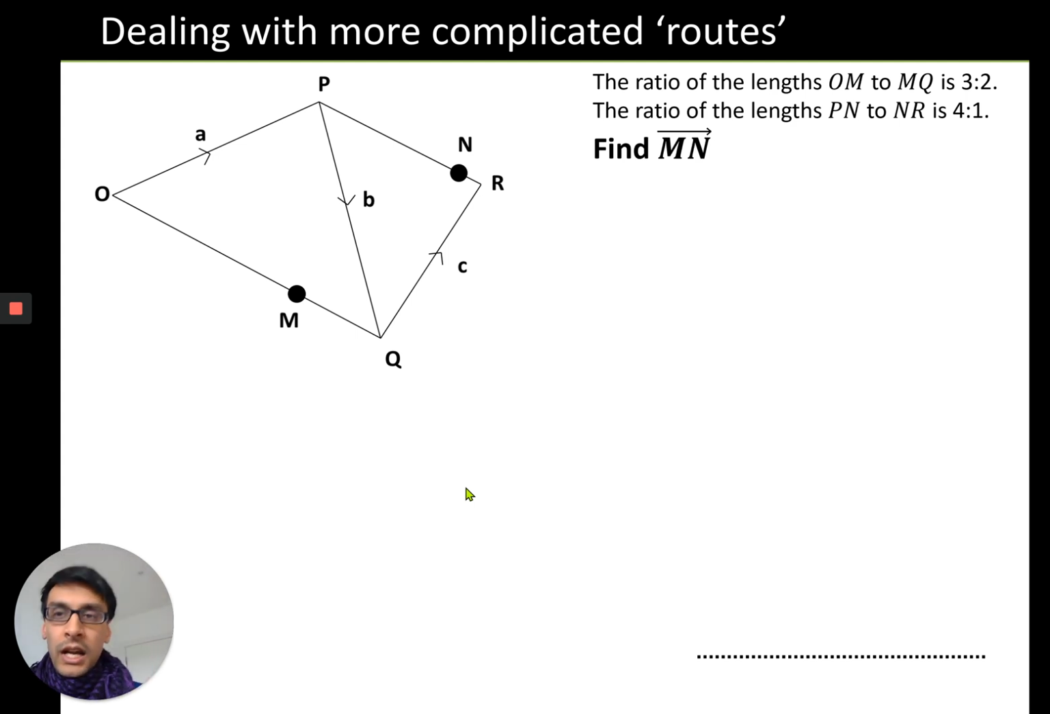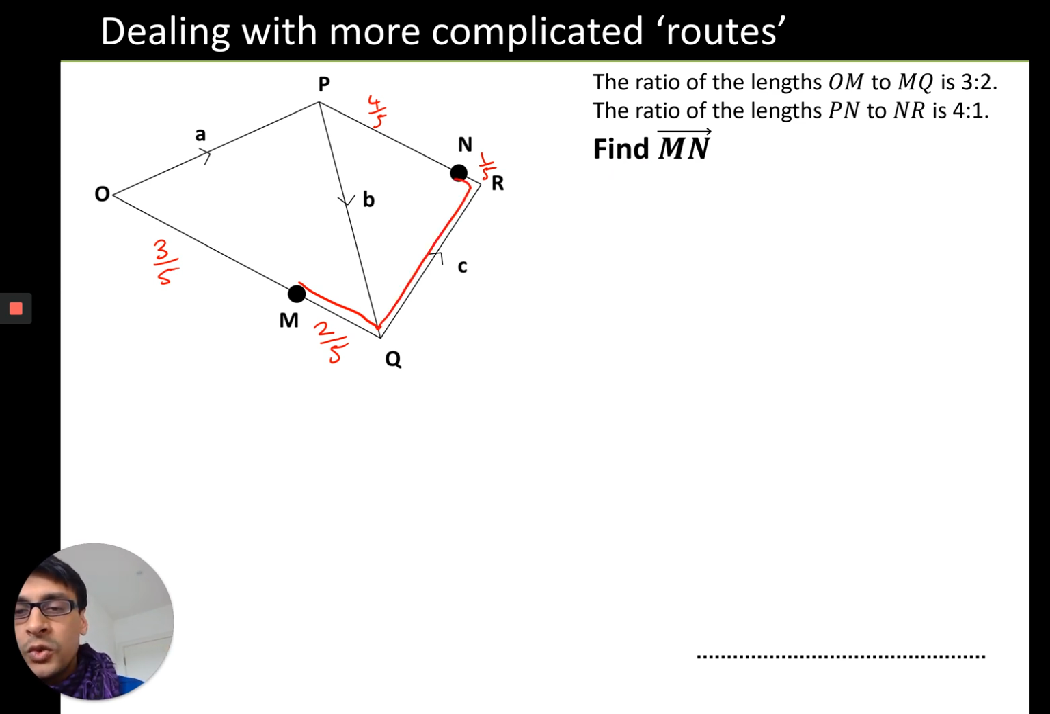So here's the question: OM to MQ is given in a ratio of 3 to 2. So that means this is 3 over 5, and this is 2 over 5. PN to NR is 4 to 1. So that means this is going to be 4 over 5, 1 over 5. Find MN. So we want to go from M to N.